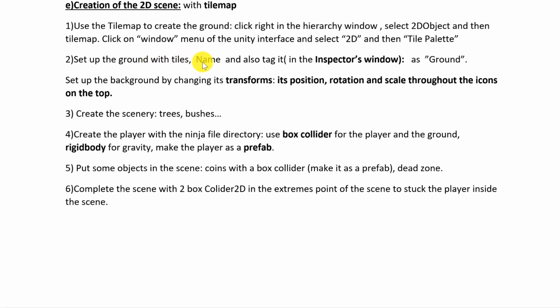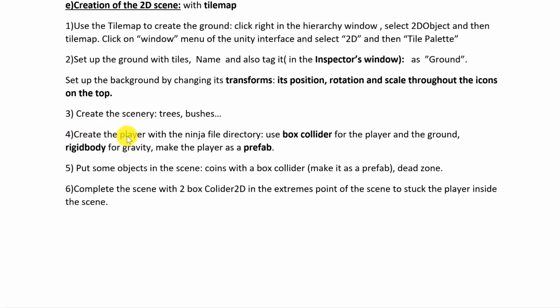Second, we'll set up the ground with tile. We'll name this ground and give it a tag in the inspector window as ground. We'll set up the background by changing its transforms, I mean its position, rotation and scale, through the icon on the top. Third, we will create a scenery. We will insert some trees, bushes and so on.